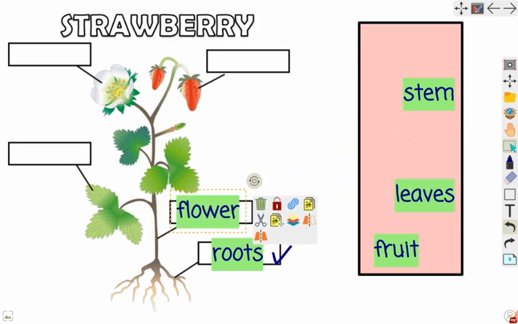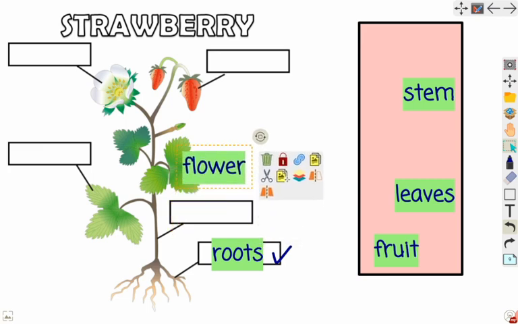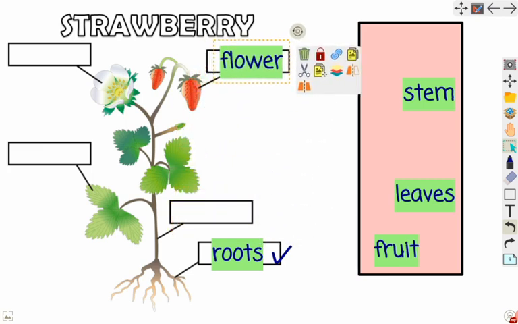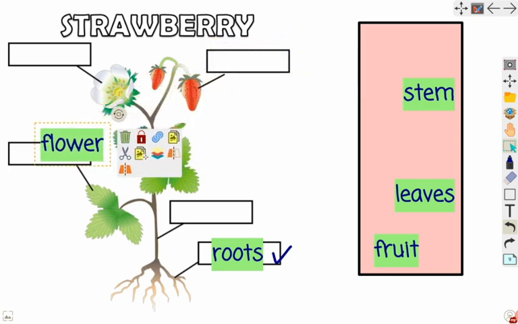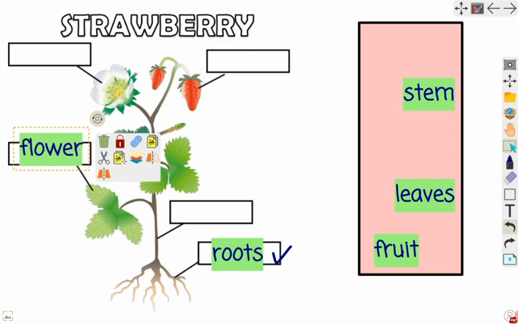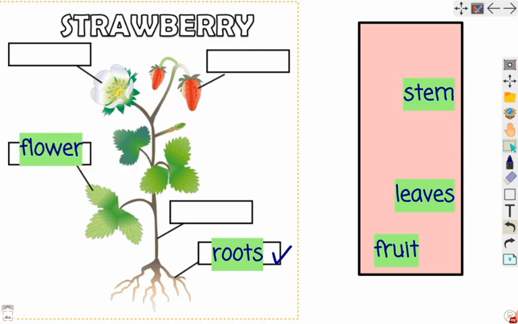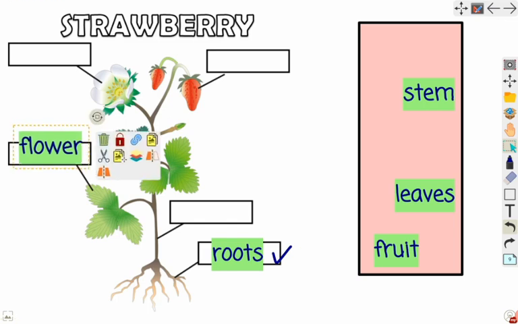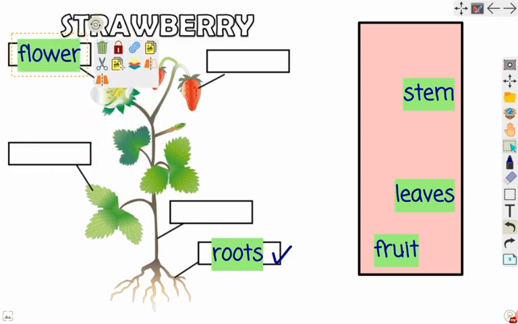Is it a flower? I think not. Is this a flower? It is color red, but it's not a flower. What about this? No, it's not a flower. So maybe this is a flower, isn't it? Yes, fantastic. I'm going to tick it. Tick it.